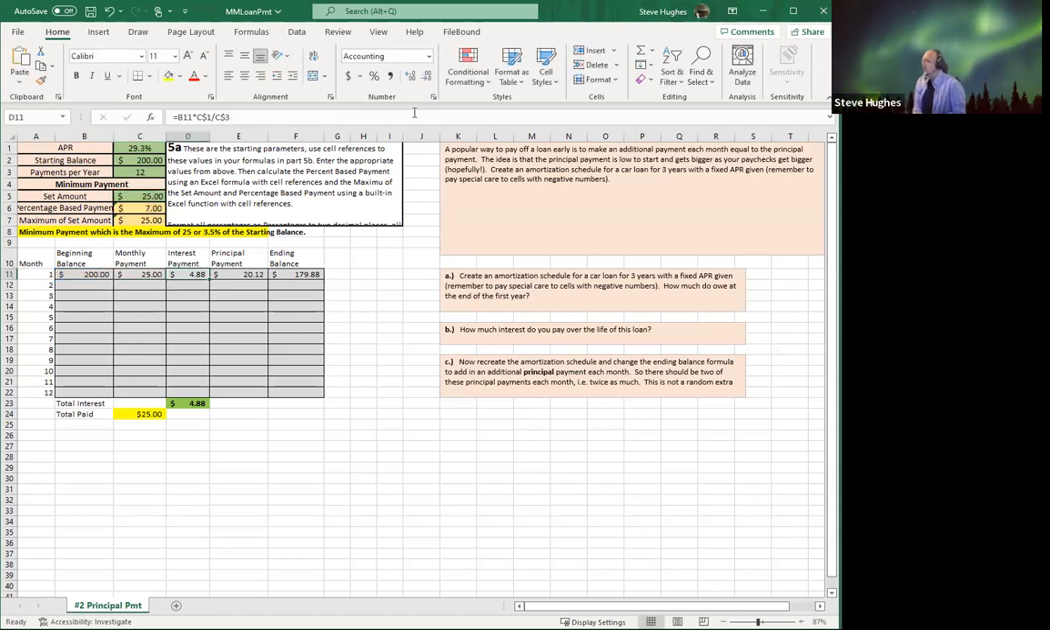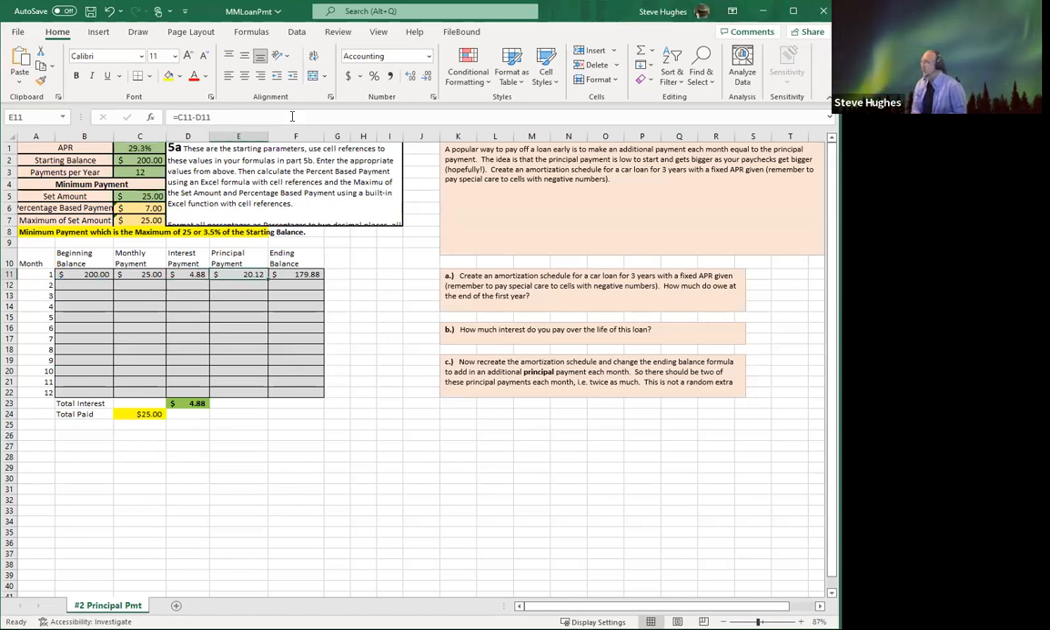Next, the interest payment. How do we calculate the interest payment? It is the starting balance, B11, multiplied by the APR, which is C1, divided by C3, which is 12 months. Notice I locked those in using the absolute reference notation in Excel, which is the dollar sign. So that's my interest.